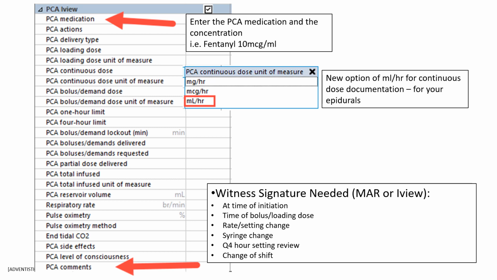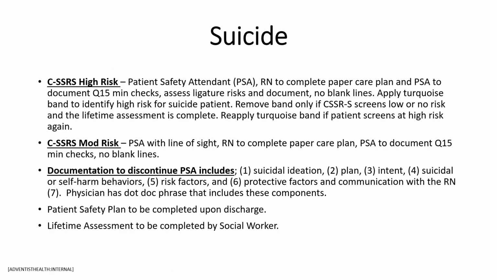Let's do a quick review on how to document a witness signature. The witness will go in with their own login and document that they witnessed the PCA under the field PCA comments. Now let's talk about the CSSRS suicide risk patients.